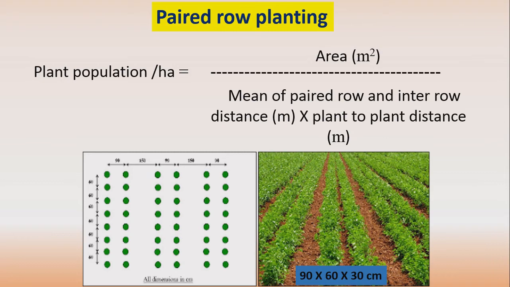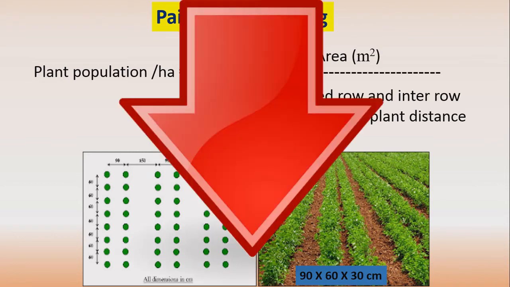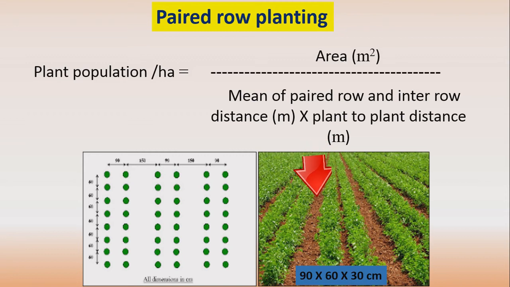Here in the problem, 90 into 60 into 30 is given, where 90 is the inter-row distance between two rows, whereas 60 is the distance between the paired row, whereas 30 centimeter is the distance between each plant in the row. So here the crop is not maize, but for simple explanation I have shown this crop.